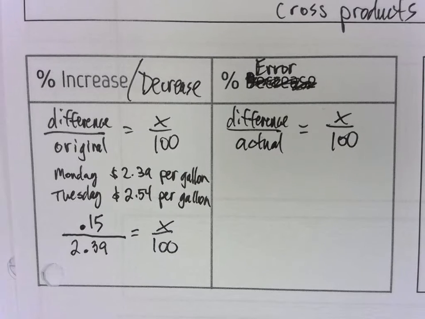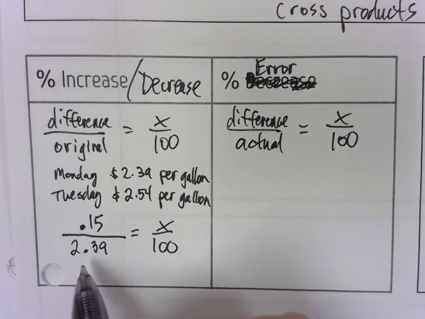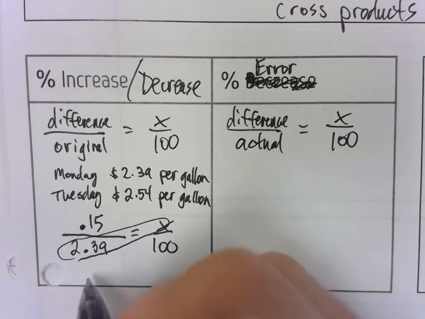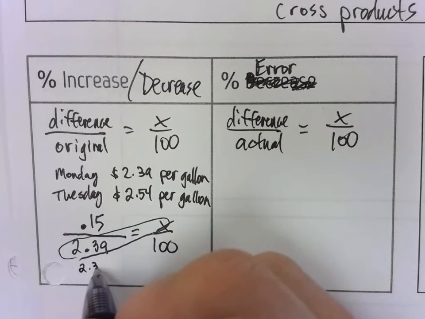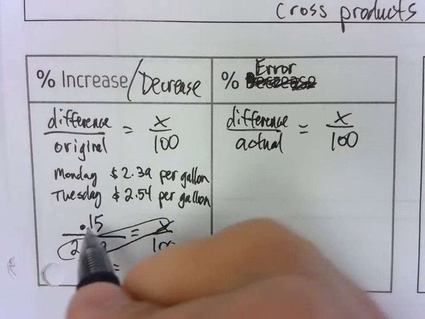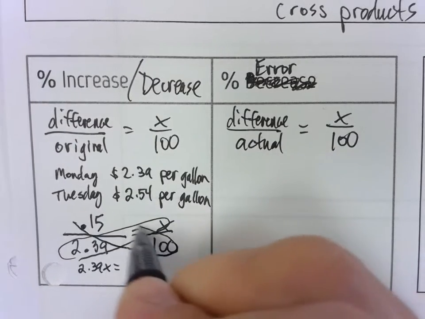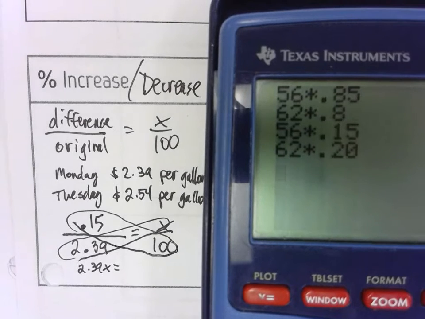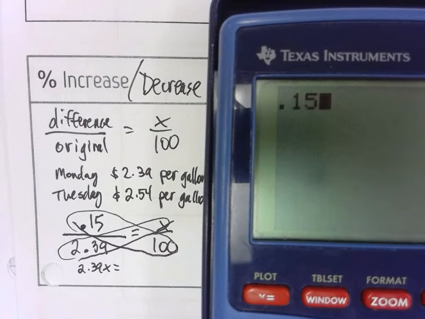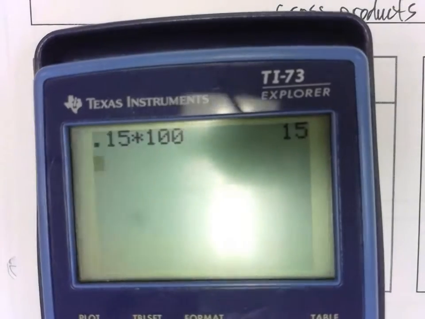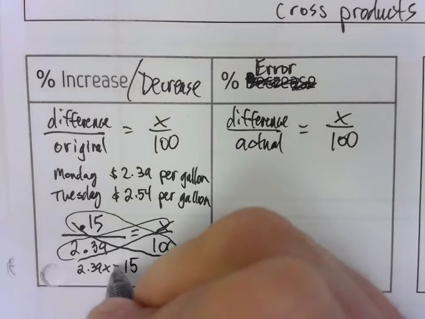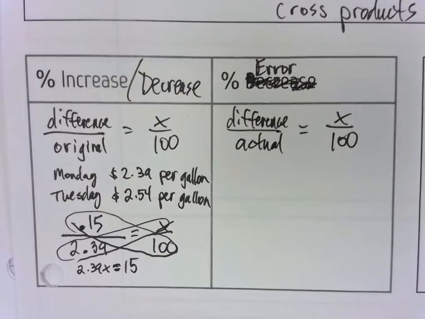Let's find out what that percentage of increase is going to be. I'm going to do $2.39 times x, which gives me $2.39x. And I'm going to do 15 cents times 100. 0.15 times 100 just gives me 15. So now I've got 239x equals 15. There's my little equation I've got written down.